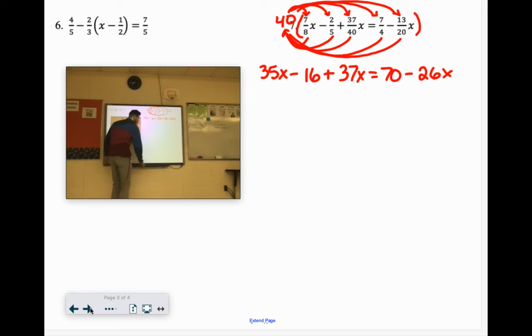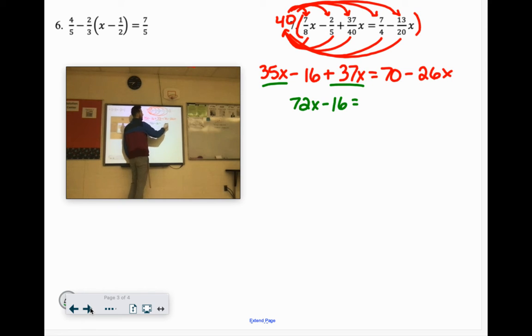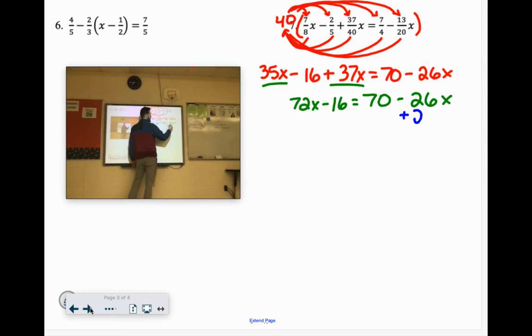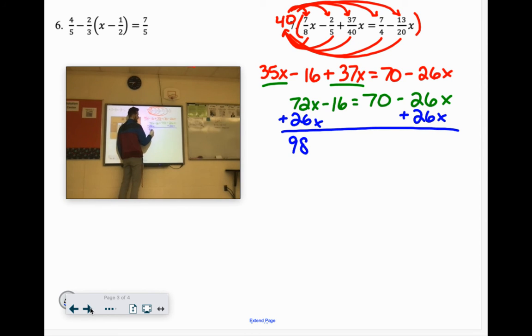Wow. All right. Let's combine some like terms. I see 35x plus 37x. That would be 72x minus 16. We can't combine anything on the right side. 70 minus 26x. Then we've got to get the variables on the same side. You could get rid of 72x by subtracting it, or you can get rid of negative 26x by adding it. Either way works. I'm going to add 26x. So that would give us 98x minus 16 equals 70.